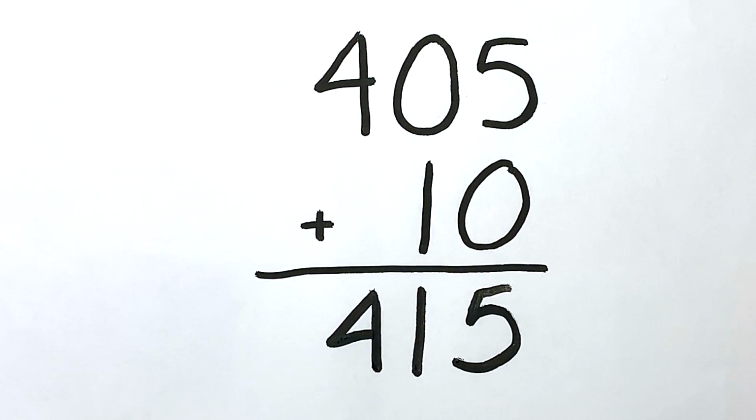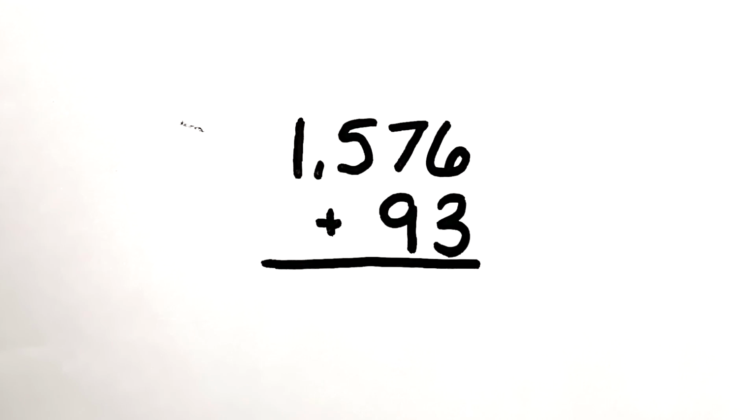Okay. And finally, we're going to solve this last math problem here, okay? So, we're adding a 4-digit number plus a 2-digit number, okay? Not only that, we're dealing with the case where we're adding an even number plus an odd number, and our answer is definitely going to be an odd number, okay?